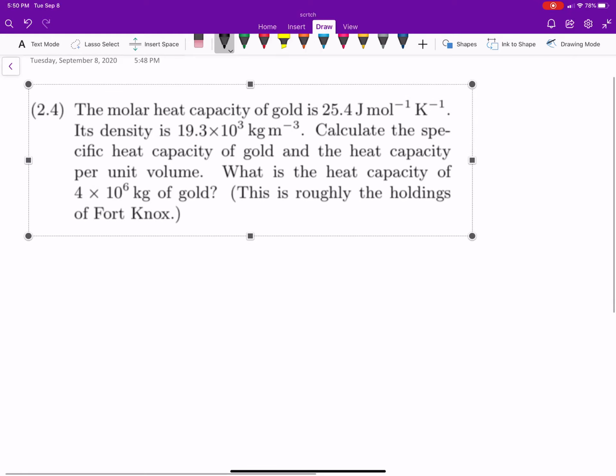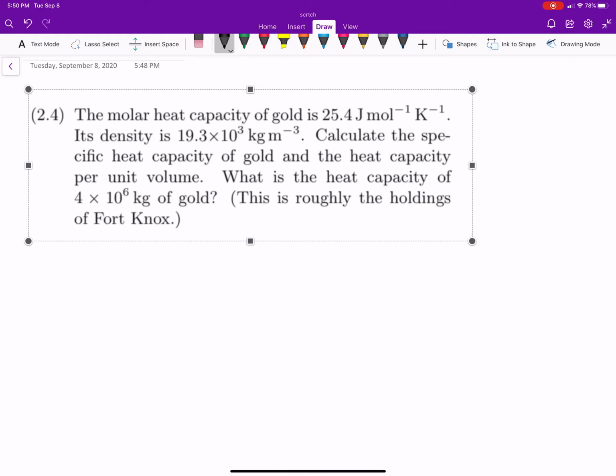So it says the molar heat capacity of gold is 25.4 joules per mole per Kelvin. Its density is 19.3 times 10 to the third kilograms per meter cubed. Calculate the specific heat capacity of gold and the heat capacity per unit volume. What is the heat capacity of 4 times 10 to the 6 kilograms of gold? It's roughly the holding of Fort Knox.